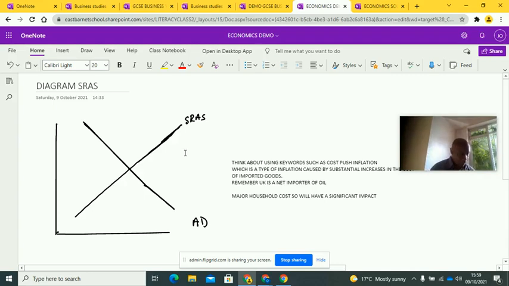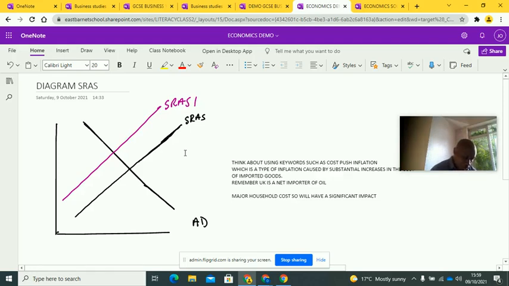So let's quickly do that. I'll just quickly draw SRAS shifting to the left, and let's call it SRAS1. Now let's label the diagram, which is very, very important. Let's do the labeling of the diagram. Remember, SRAS is shifted to the left.